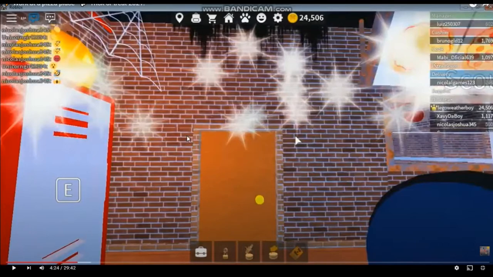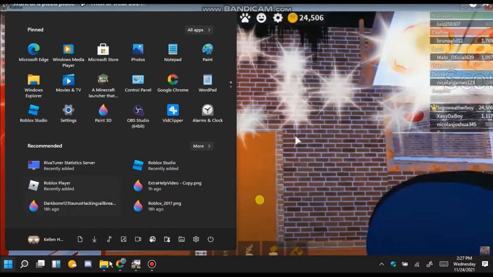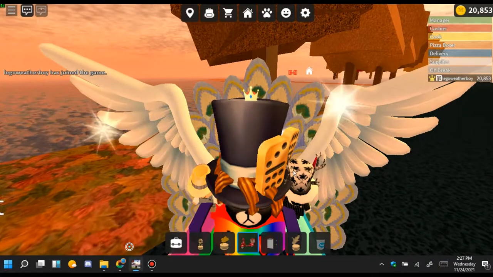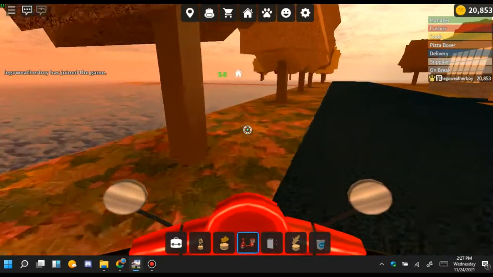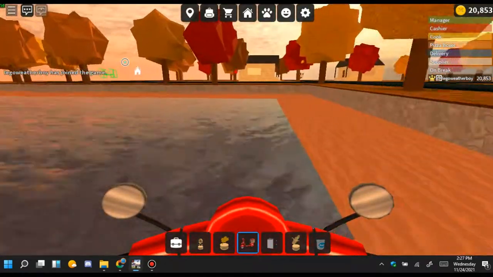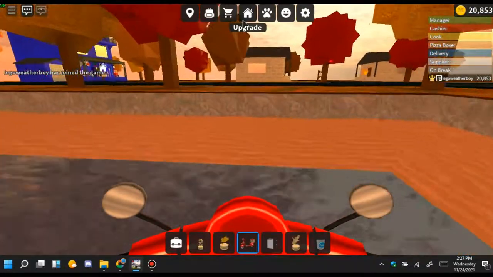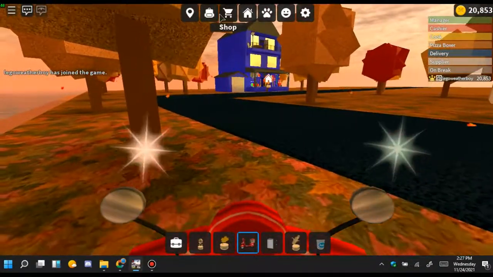So that's probably everything about this update. I should note that the home icon showing above your mailbox is the same as the upgrade button.